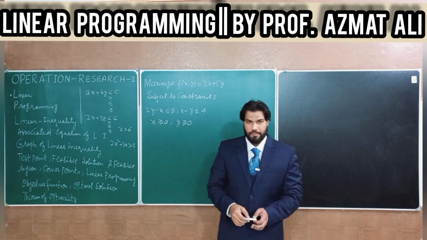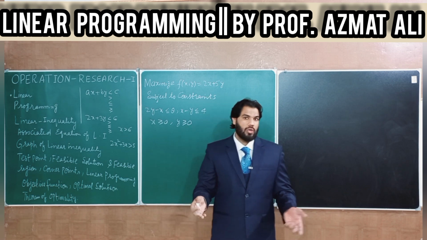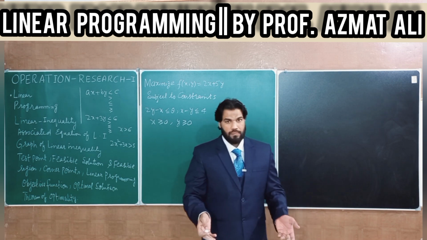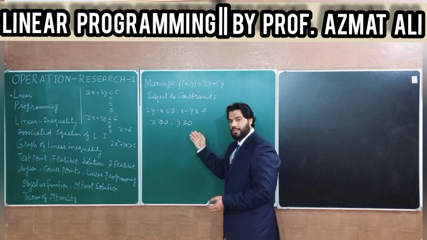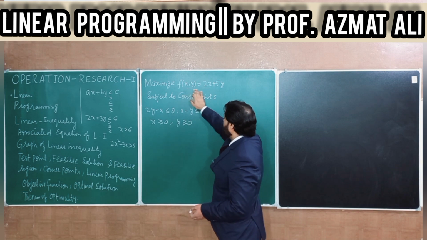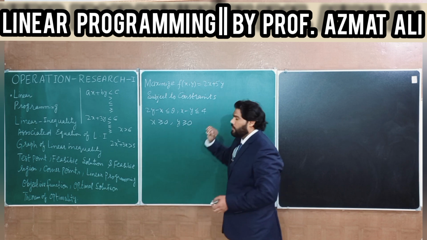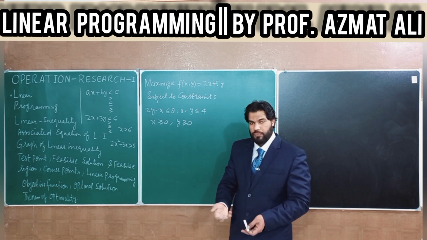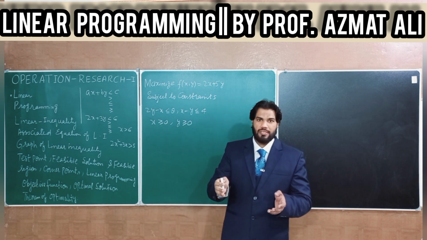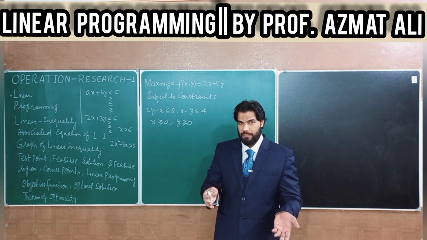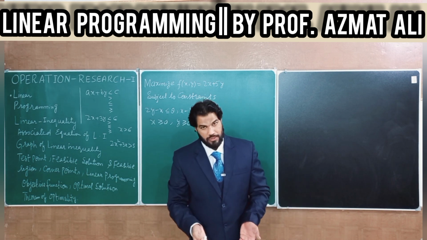Linear programming. Linear programming is a procedure which is used to maximize or minimize a given function, that is called the objective function. As in our example here, this function f(x,y) = 2x + 5y is the objective function which we have to maximize or minimize. Both words maximize and minimize can be summarized in the word optimize. So linear programming is a procedure which is used to optimize a given objective function.